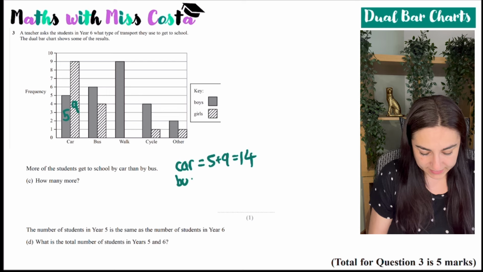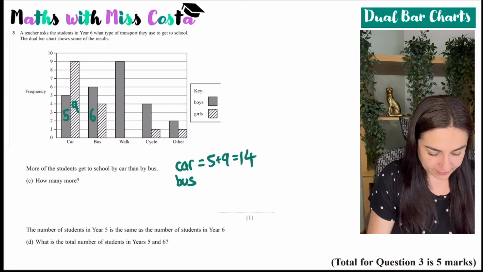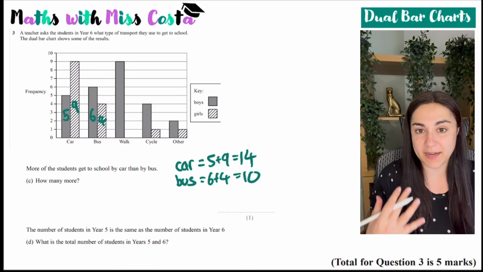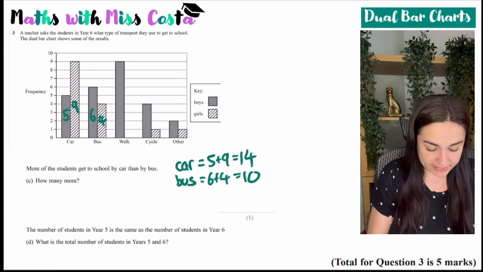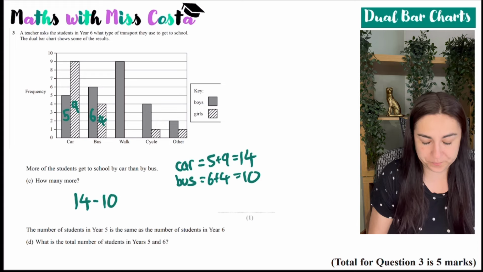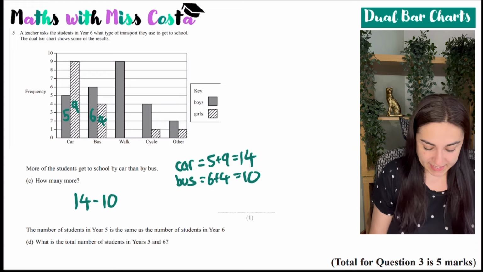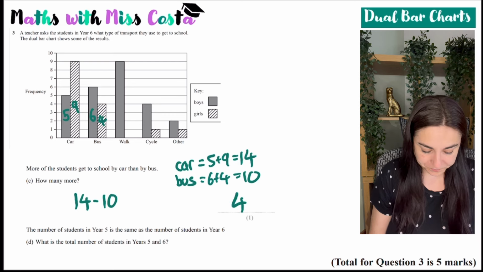And then by bus, let's have a look. That's 6 people and 4 people. So 6 plus 4 gives me 10. So I need to find out how many more go. So I want to work out the difference. And to work out the difference, I always subtract. So 14 take 10 is 4.